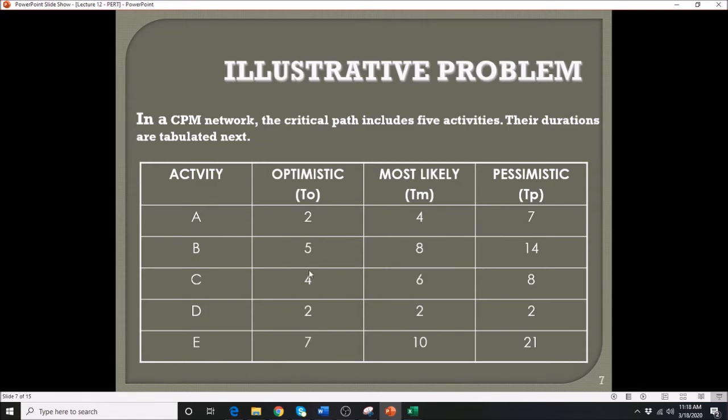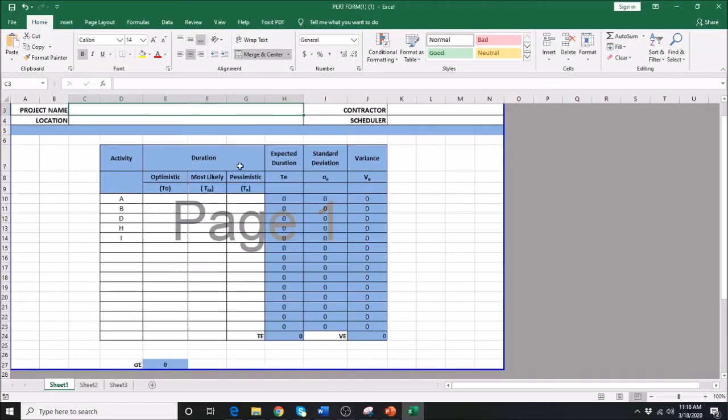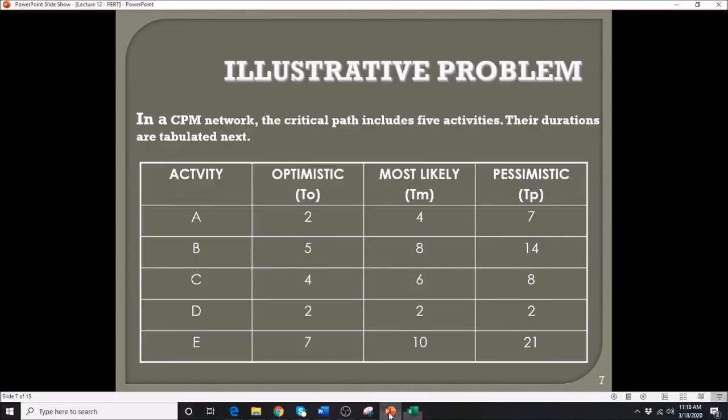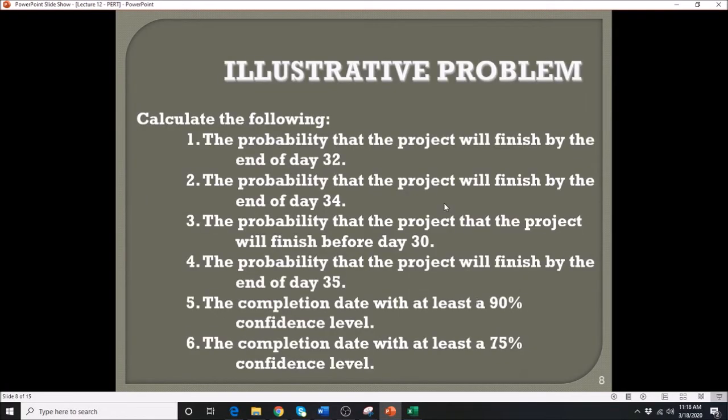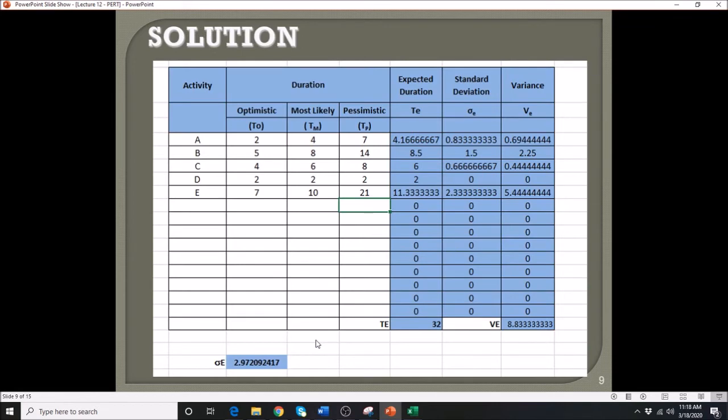So what you need to do is plug these values into our format. You just need to plug in all of those, replacing the different activities here, okay, and then it will give us the calculated values. Then we are asked to calculate each of these conditions as part of the problems. All right, so what I did was plug into that format that you have in Excel.